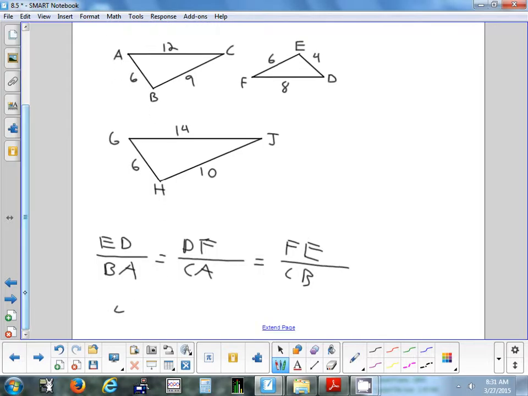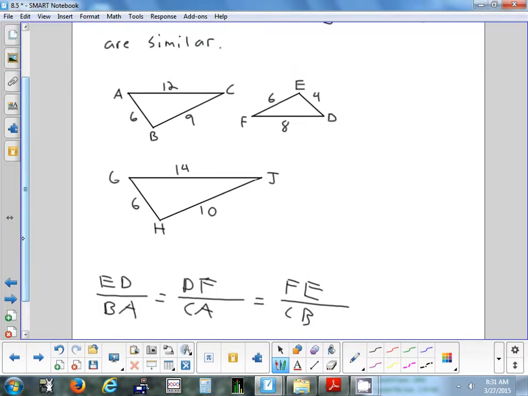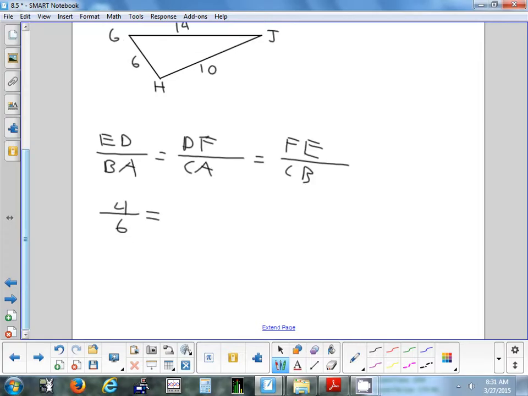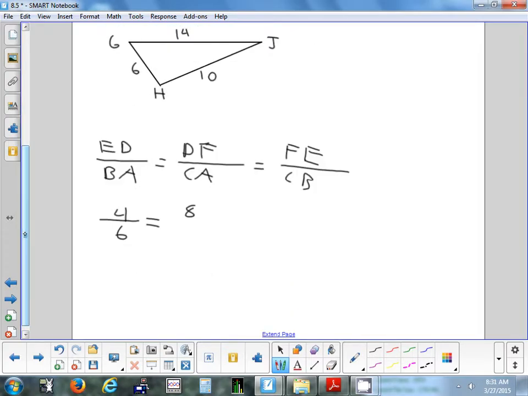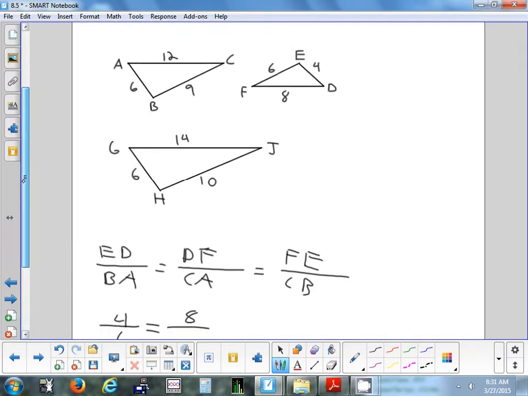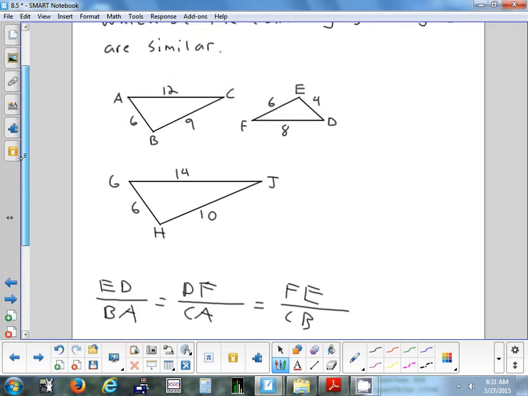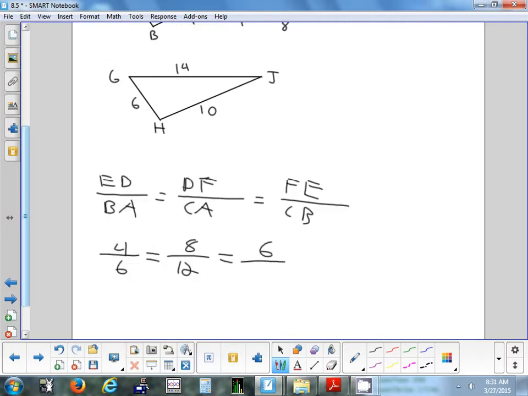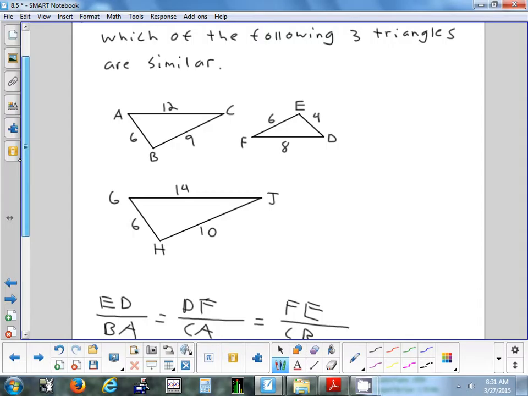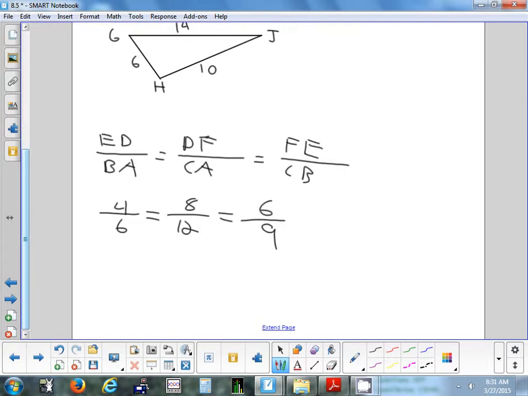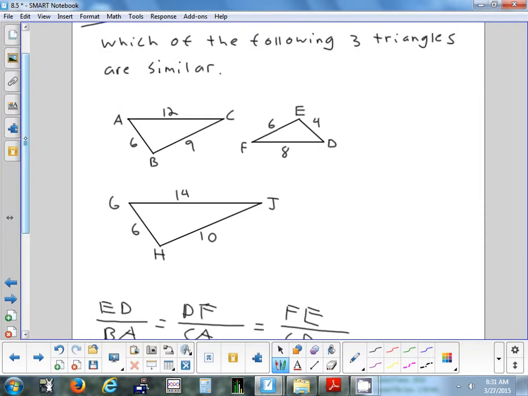Okay. ED is 4. Let's see. BA is 6. Okay. DF is 8. And CA is 12. Okay. FE is 6. And CB is 9. Okay, let's reduce them. 2 goes into each of those, so we can write it as 2/3. 4 goes into 8 and 12, that's 2/3. 3 goes into 6, and 3 goes into 9, 2/3. Perfect. Okay, so those two triangles on top are similar.